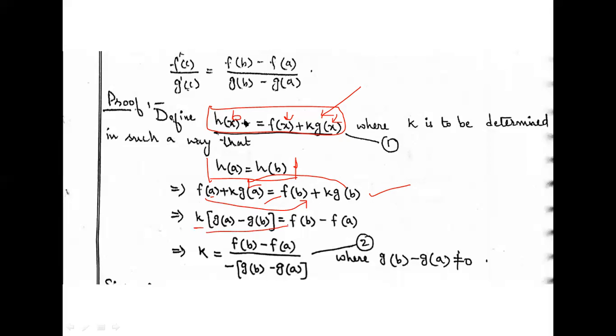If you take k as common, what will be left? g of a minus g of b. Send this g of a minus g of b to the right hand side. Here it is in multiplication, so if you send it to the right hand side, it will go to division. Now k is equal to f of b minus f of a by, taking minus as common, g of b minus g of a, where g of b minus g of a is not equal to 0. Why is it not equal to 0? Because it is in the denominator.